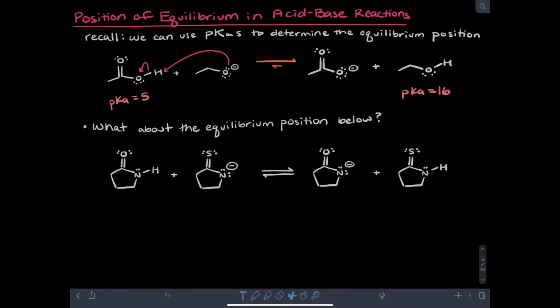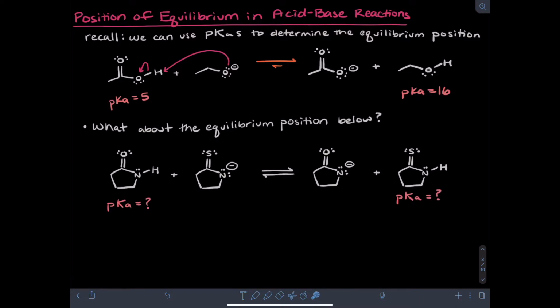Now let's consider another example. What about this equilibrium below? I have a neutral nitrogen with a hydrogen on it next to a CO double bond, compared to a nitrogen with a negative charge next to a carbon-sulfur double bond. And on my product side, I've added the hydrogen to the nitrogen next to the carbon-sulfur double bond, and now the nitrogen next to the carbon-oxygen double bond is negatively charged.